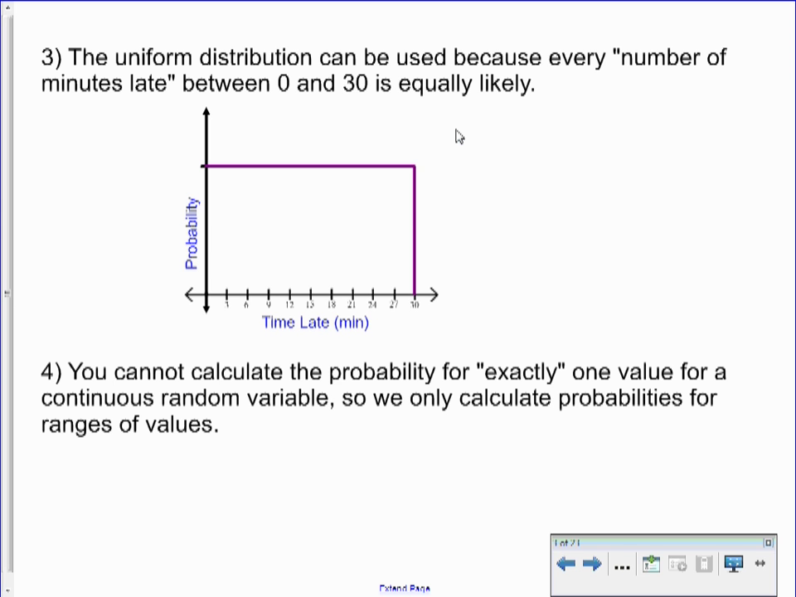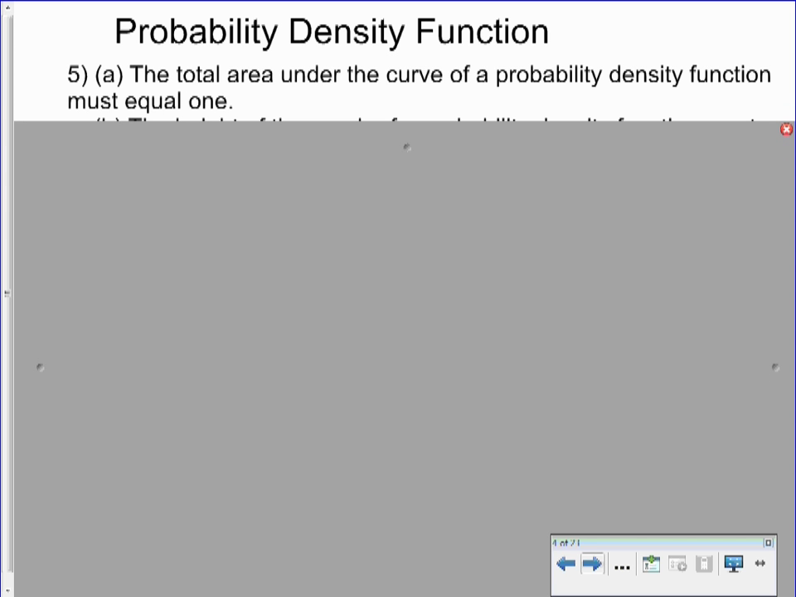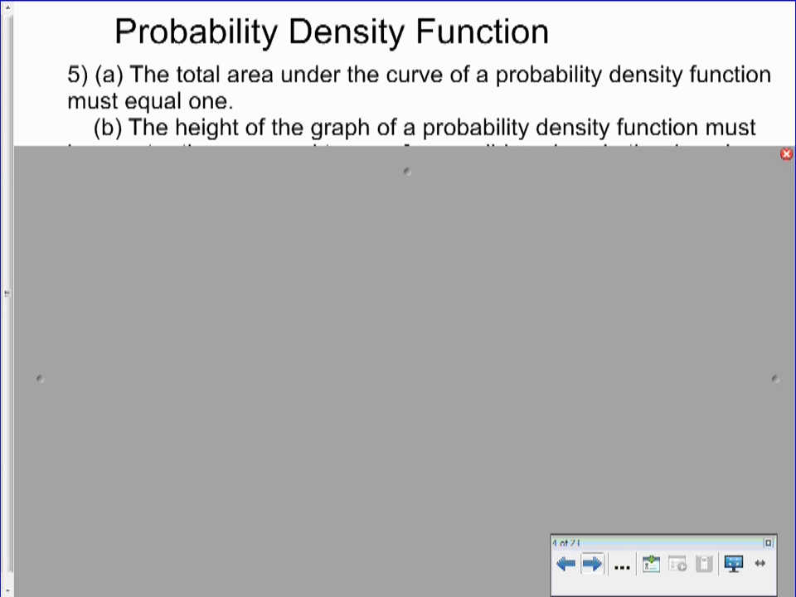Now, of course, we have two properties that must be true. These go back to the same probability rules that we've had since chapter 5. The first one, of course, is that the total area must equal 1. Because if the area of your graph is representative of your probability, of course, the total probability must equal 1. Therefore, the total area must equal 1.